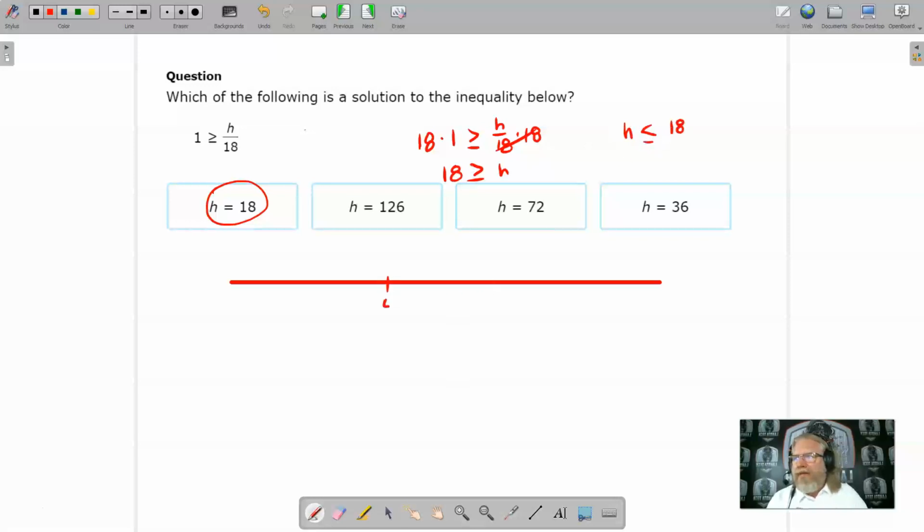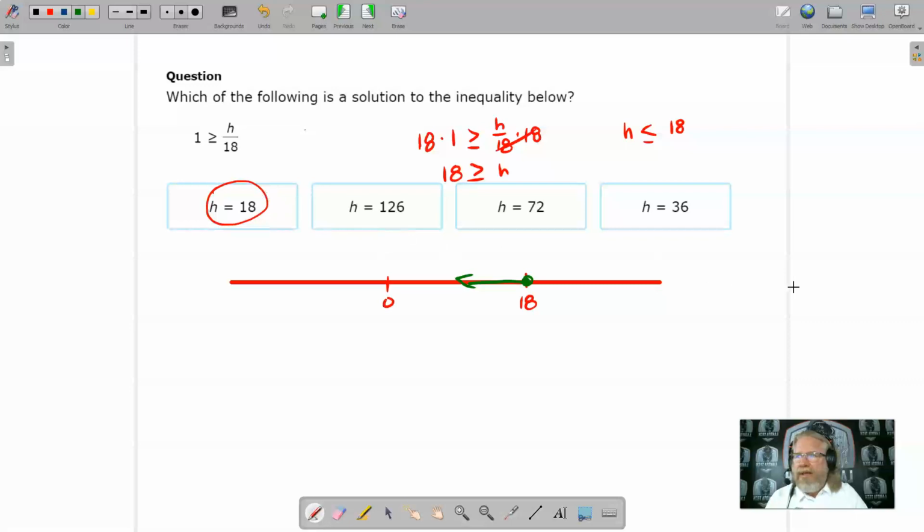So you would end up finding 18 on your number line, right? And then everything less than. So we're talking about everything that's down in this direction, right? And also it could be equal to 18. So that would be a solid dot and everything going to the left. Now if we start plotting our other points on here, well, 18 did work. We saw that whenever we substituted in.